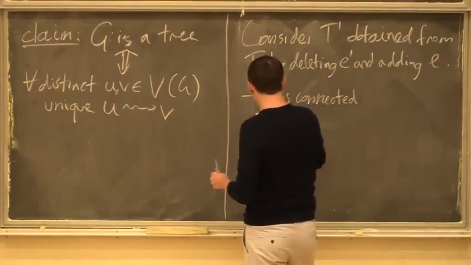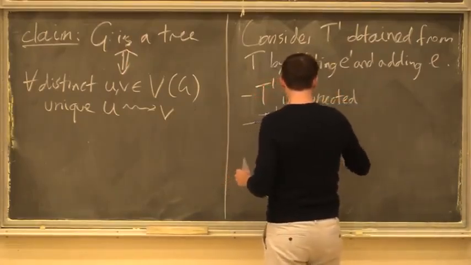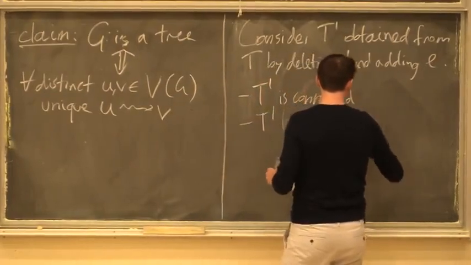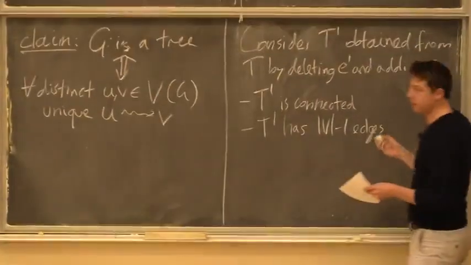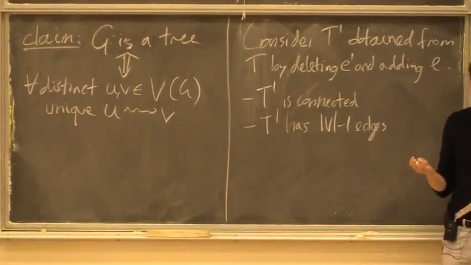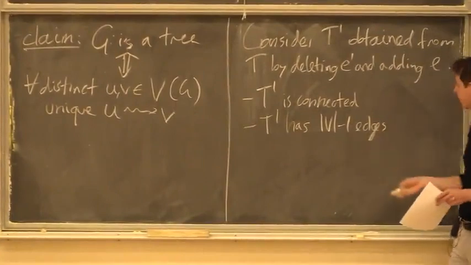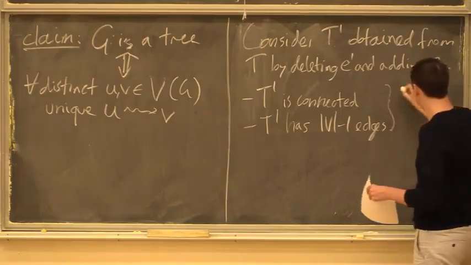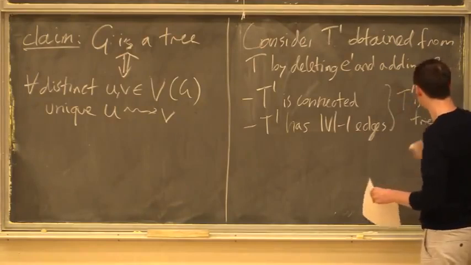T prime also has V-1 edges. That's easier, right? I added one edge, I removed another one. I had started with V-1 edges, so this is what I get. Now, these two things tell us that T prime is a tree.